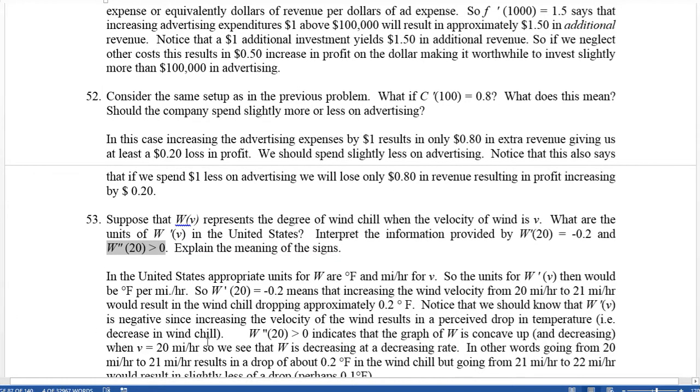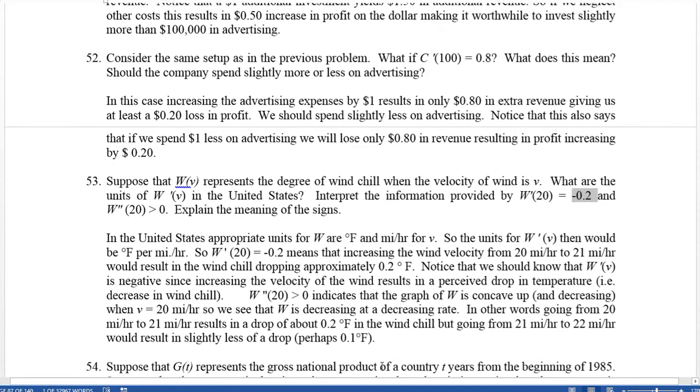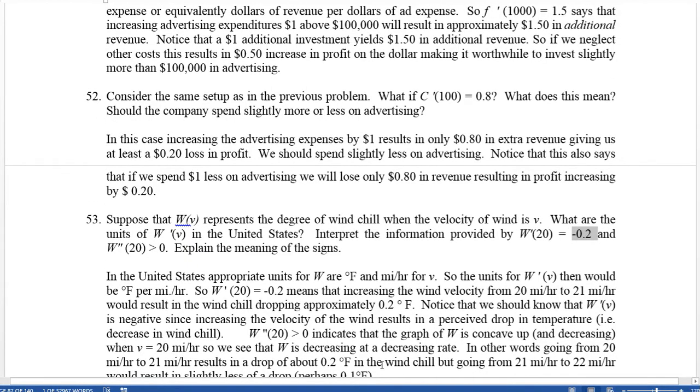So once again, the original graph is concave up and decreasing. So it's going to drop. It's decreasing, but at a decreasing rate. So going from 20 to 21 miles per hour drops about 0.2 degrees Fahrenheit. But the wind chill going from 21 to 22 will drop a little less, maybe only 0.1 degrees Fahrenheit.